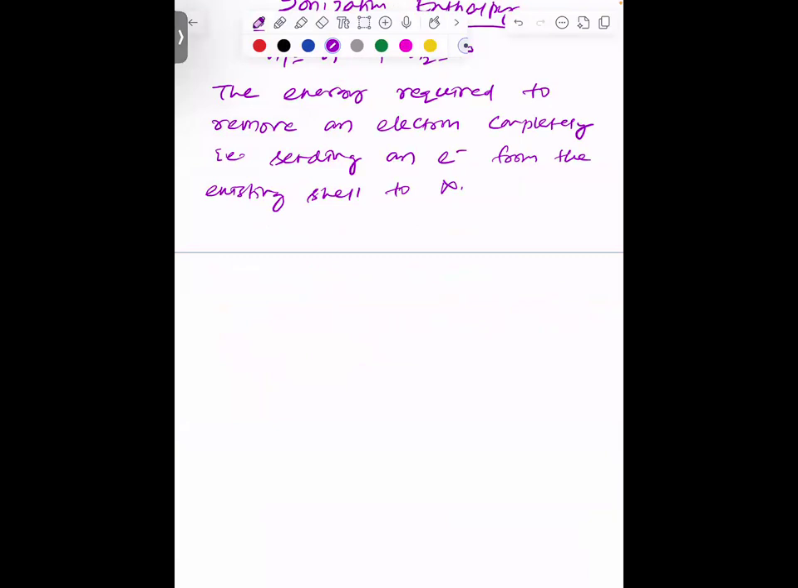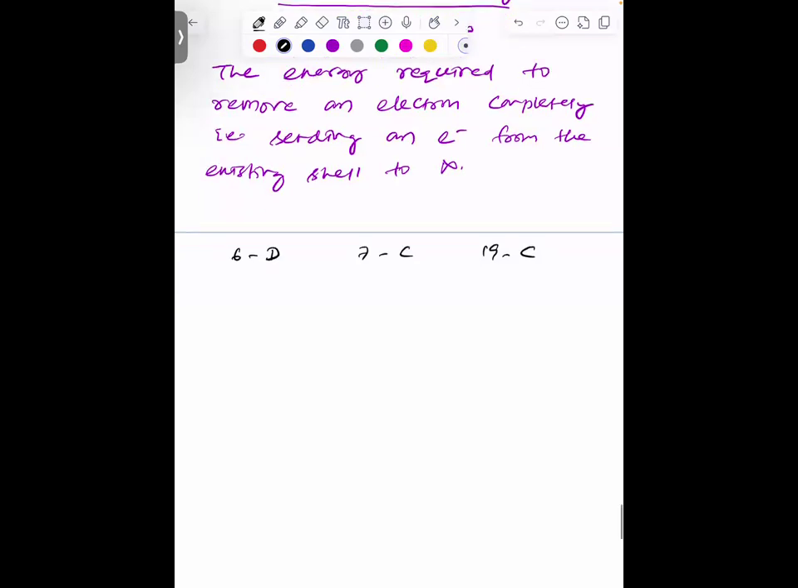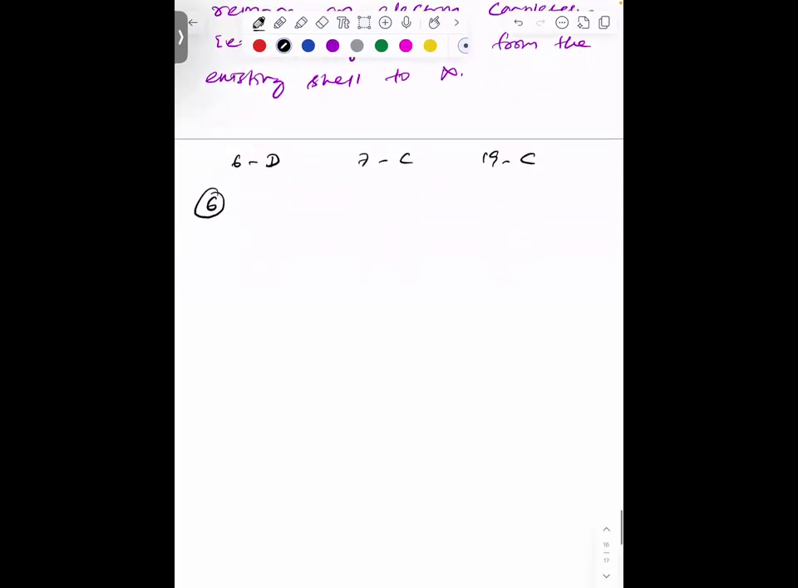So I hope all of you have written the question. Now come to the answers. So question number 6, the answer key is D, 7 is C, and 19 is also C. Compare with your answer. Compare.